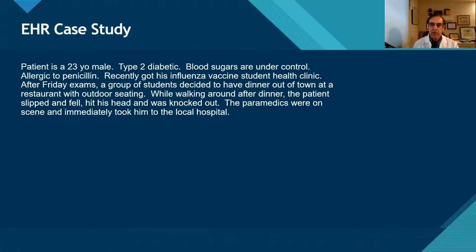Let's do a case study about electronic health records, and I want to talk about a male patient who has diabetes, blood sugars are under control, allergic to penicillin, and this person decides to go and have dinner with friends out of town at a restaurant with some outdoor seating. And then after dinner, while walking around, the patient slips and falls, hits his head, and is knocked out. The paramedics are called, and they take him to a local hospital.